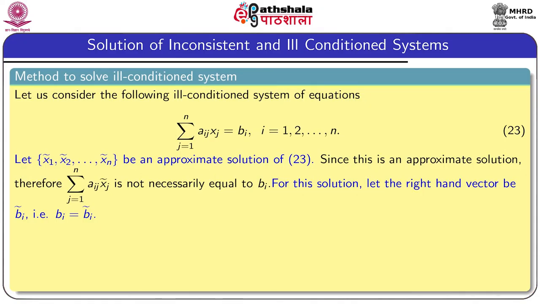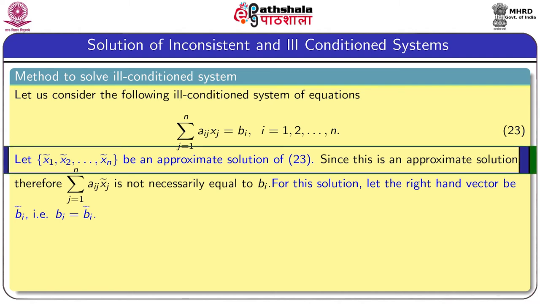Now we consider ill-conditioned systems of equations. Two widely used methods, one called the relaxation method and the other called the successive over relaxation method, are described to solve ill-conditioned systems of equations. The relaxation method is based on the Gauss-Jordan iteration method, and the successive over relaxation method is based on the Gauss-Seidel iteration method. Let us consider the following ill-conditioned system of equations: summation over j equal to 1 to n of aij xj = bi. This is the ith equation where i = 1 to n.